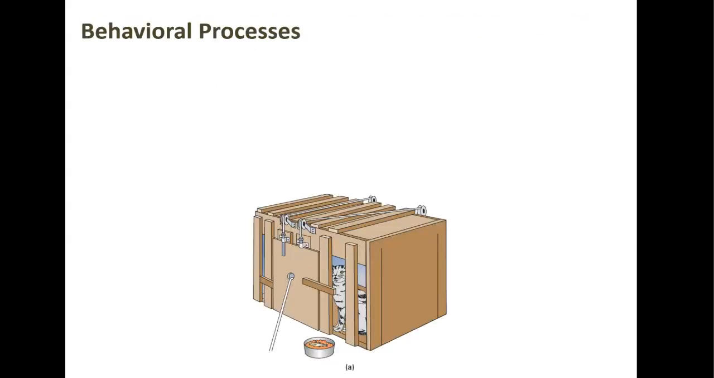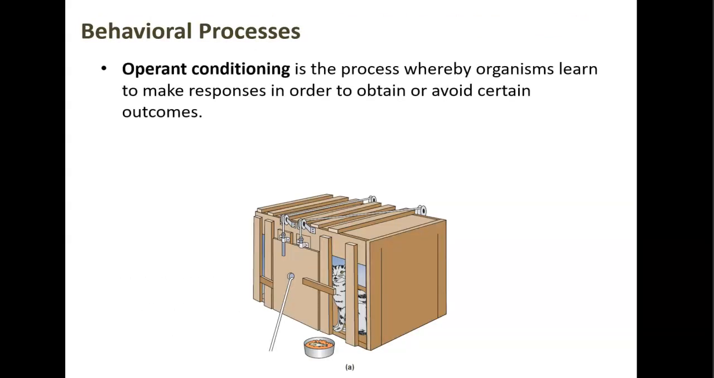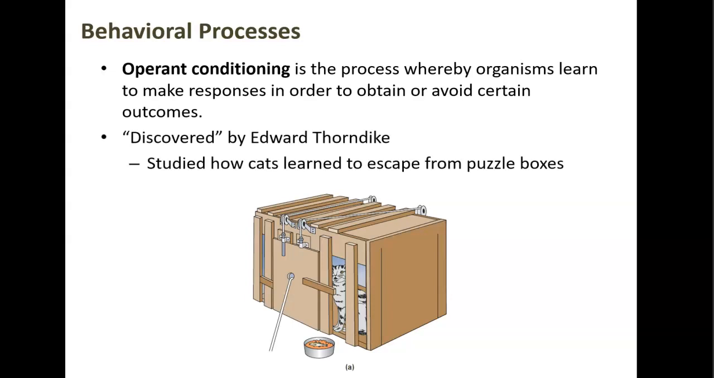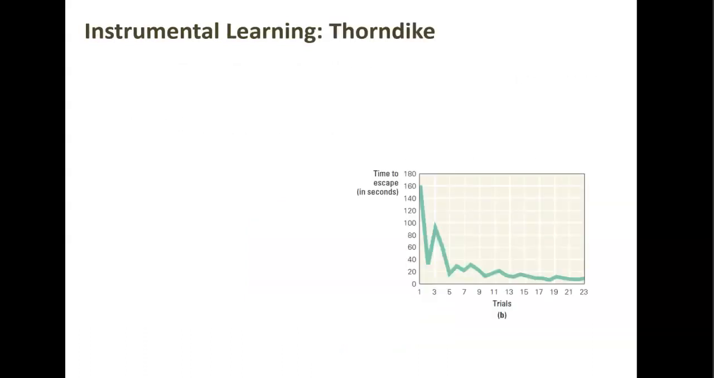All right, so the book starts out, it's a little bit confusing here. So they have this picture of this cat in this puzzle box, and they're talking about E.L. Thorndike. And then they define operant conditioning as a process whereby organisms learn to make responses in order to obtain or avoid certain outcomes. They talk about how this was discovered by Edward Thorndike and how he studied these cats in these puzzle boxes.